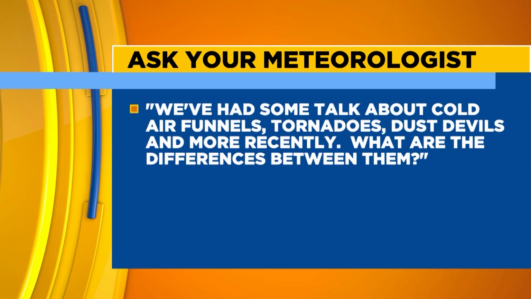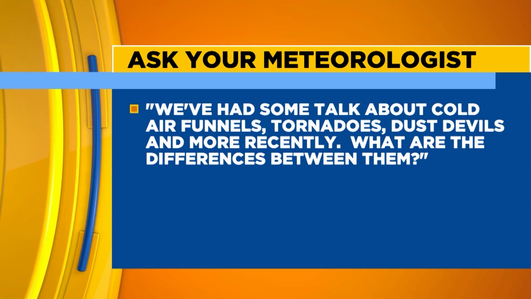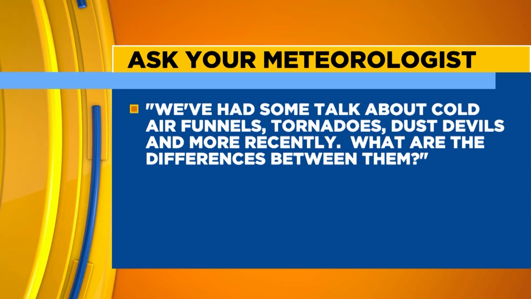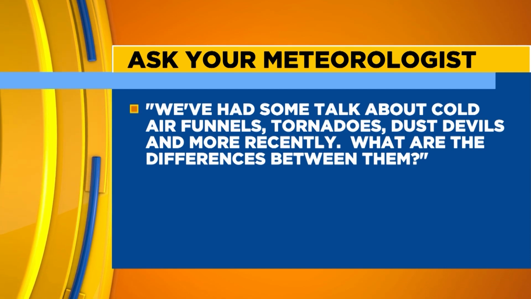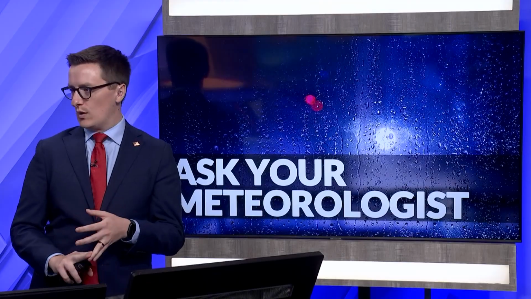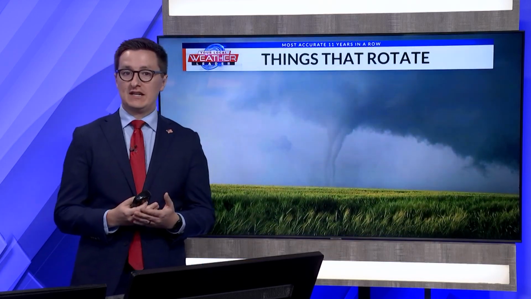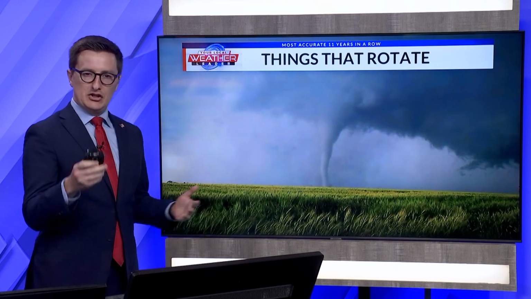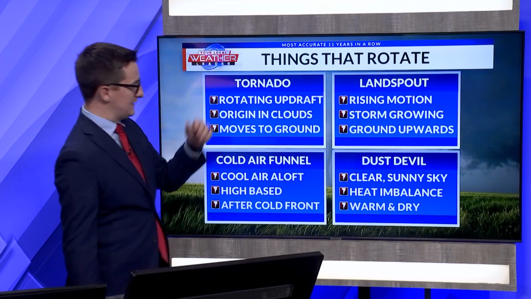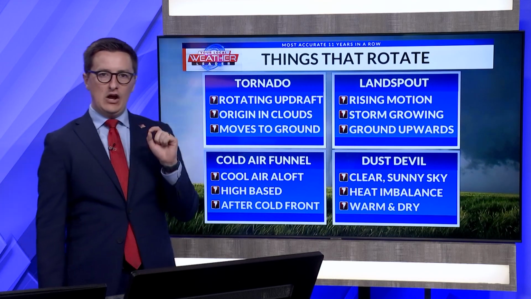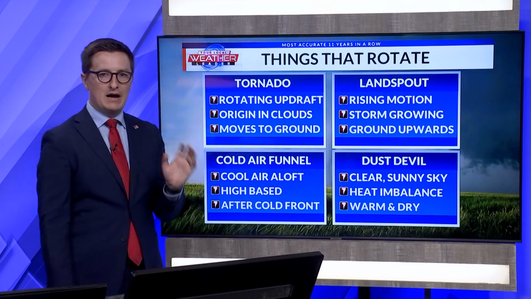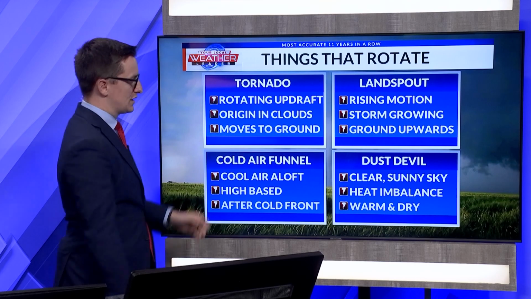Here's our first question. We've had some talk about cold air funnels, tornadoes, dust devils, and more recently. What are the differences between them? We've been talking in the forecast about cold air funnels last week, and the chance for a tornado or a land spout yesterday. I want to talk about what these things are. I named four different things that rotate here to illustrate: first off, tornado, then a land spout, cold air funnel, and a dust devil. We could add a fifth, a water spout, but we don't have that many lakes around here that produce them. So let's go through those.